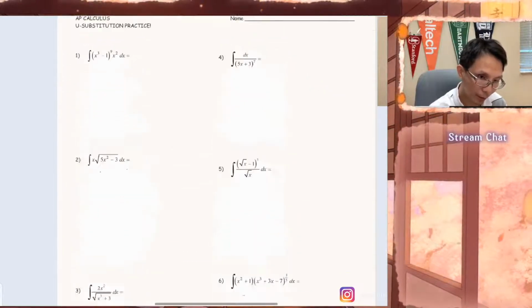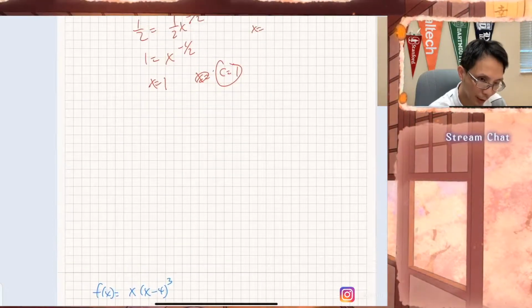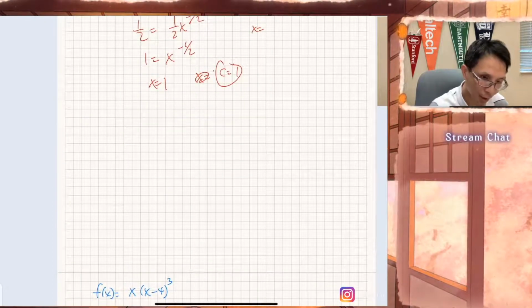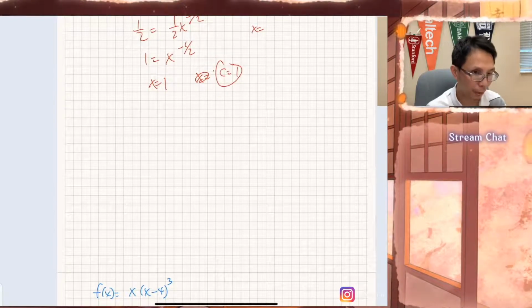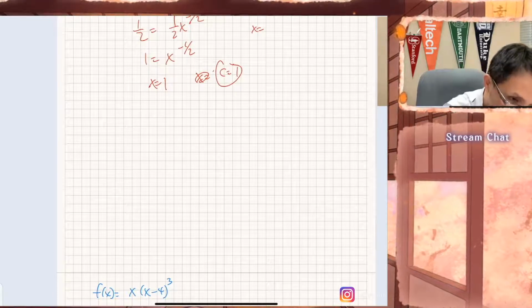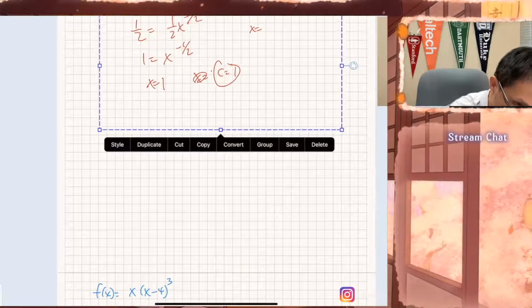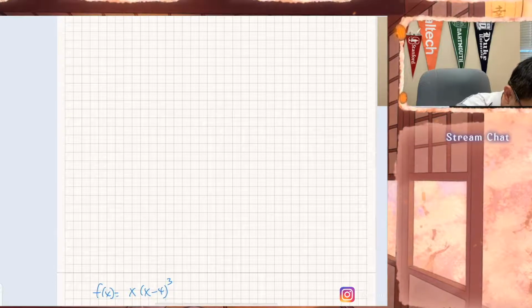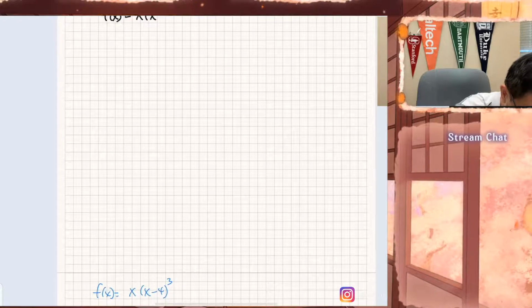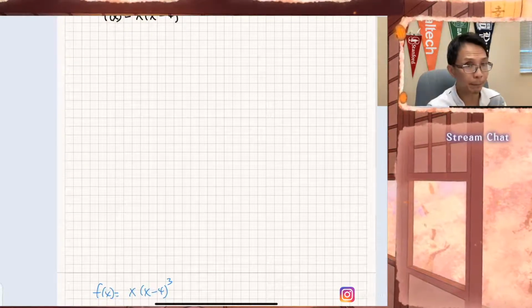No? Okay. So what we're going to do is talk about this graph and do curve sketching on it. Now the function is x times (x minus 4) to the third power. So, what do we call this page? We're going to call it curve sketching. And we have a cube here, to the third power.